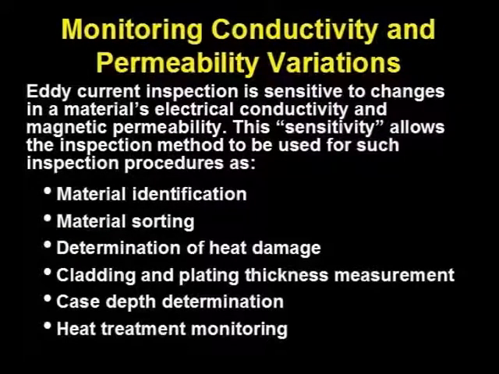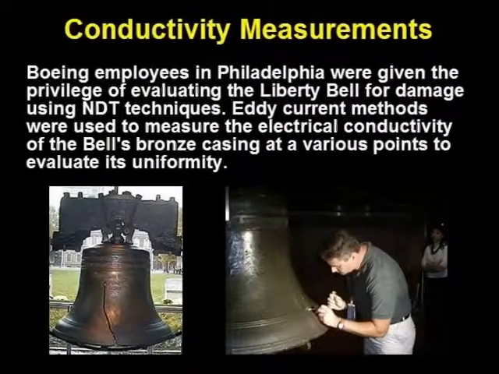As we mentioned before, the eddy current response is a function of the conductivity and permeability of the conductive material. Thus, the eddy current method can be used to measure these properties. These properties can be used for various purposes. Some uses include material identification, material sorting, detection of heat damage, measurement of cladding or plating thickness, measurement of case depth, and heat treatment monitoring. All of these applications depend upon a change in conductivity or permeability.